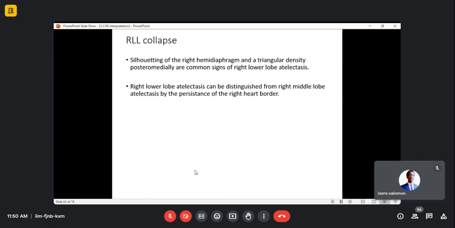How about the right lower lobe collapse? The right lower lobe collapse, without even reading this, has the same fashion as the left lower lobe collapse. Do you remember how the left lower lobe collapses? Yes, sir. So the right lower lobe collapses in the same fashion.